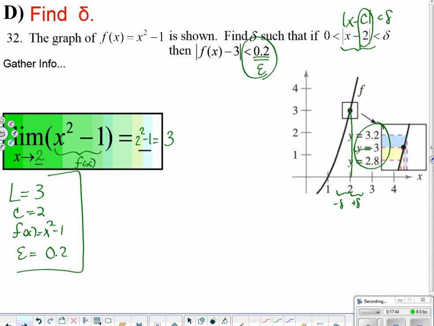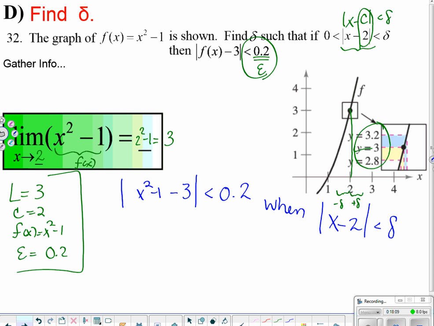All right, let's go in and write the absolute value of f of x minus L. So x squared minus 1 minus the targeted y value of 3, which is our L limit, is less than epsilon, 0.2, when the absolute value of x minus 2, x minus c, here's my c value of 2, is less than a certain delta. Well, what is delta? Well, let's calculate this. So a little bit of work inside. The absolute value of x squared minus 4 is less than 0.2.